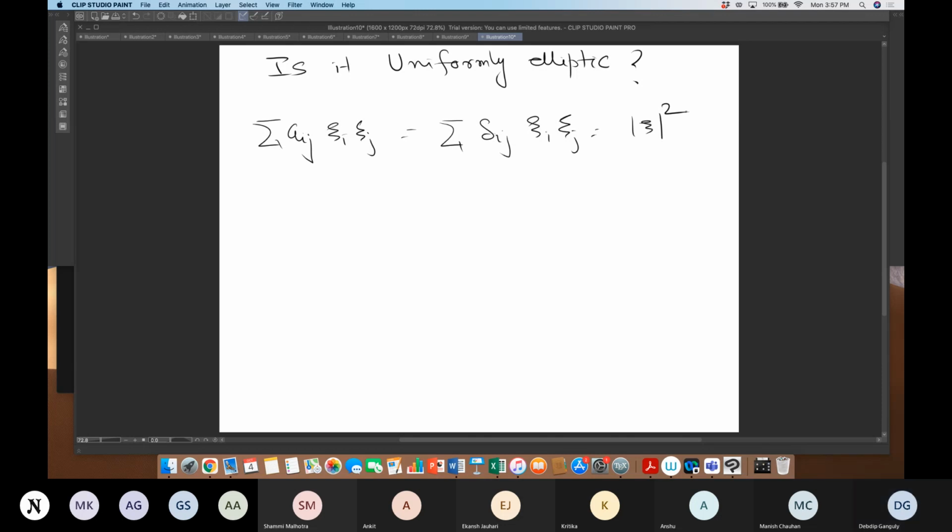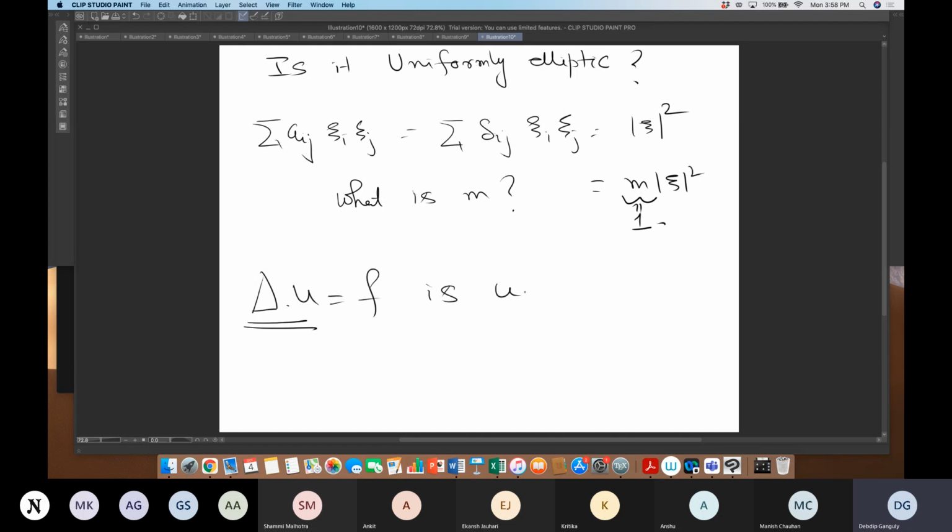Yes or no? Yes, sir. What is small m? 1. Yes, very good. This is m into mod xi square equal to 1. So the Laplace operator, Laplacian u equal to f, is a uniformly elliptic second order equation. Clear?